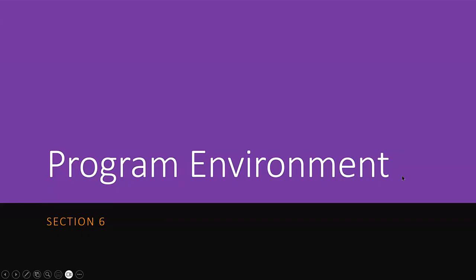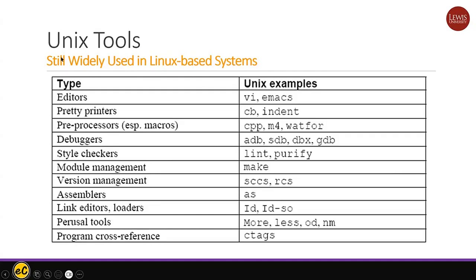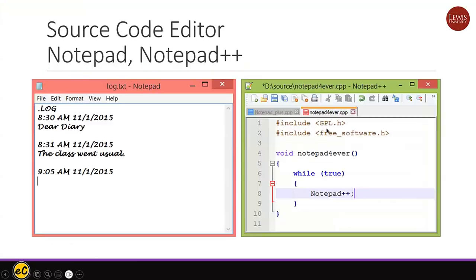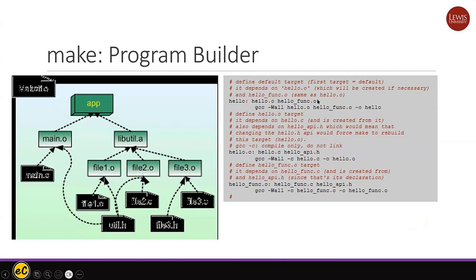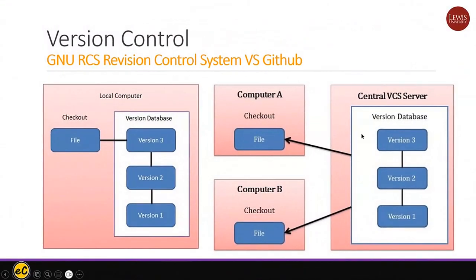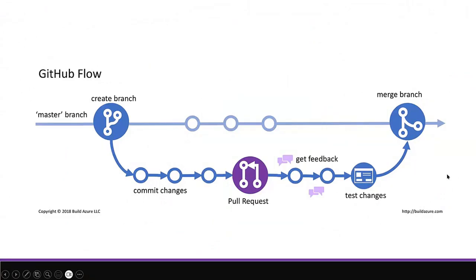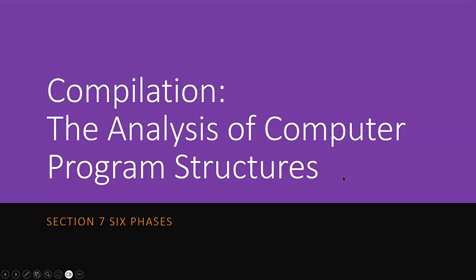Okay, next one is the programming environment. Programming environment means your tools. Right here, we are talking about old-time Unix or Linux tools. You need to know about the tools for building your software. Here it tells you what each IDE supports, and your make, CMake. Nowadays, you may also need to know what GitHub is, version control, and the GitHub workflow, how things work.